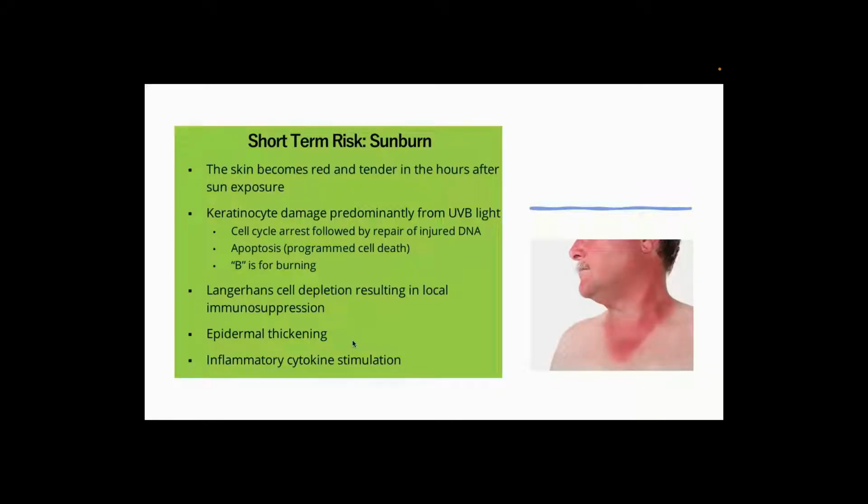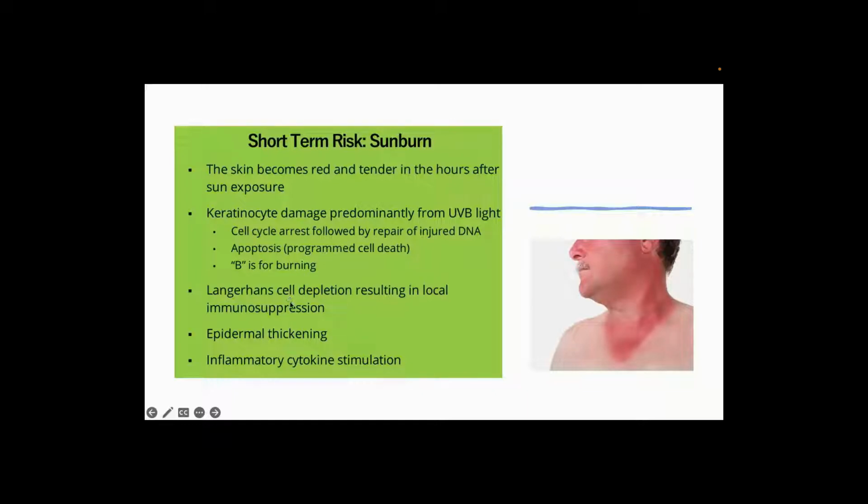Talking about the short and then long-term risks of UV radiation, the short-term risk is sunburn, which I think most of us have experienced. The skin becomes red and tender in the hours after sun exposure. Keratinocytes are the cells that make up our skin, and those are damaged predominantly by the UVB light. The cell cycle is followed by repair of the injured DNA. Apoptosis, which is cell death, also occurs because of a sunburn. One way to remember this: UVB, B is for burning. The UVB wavelength is what causes sunburns.